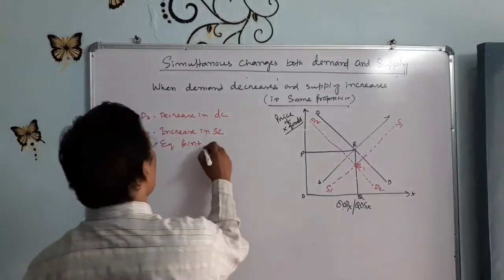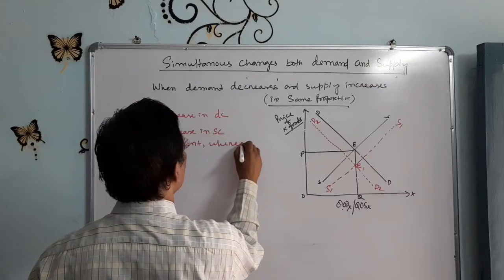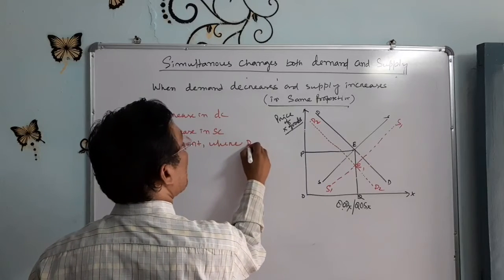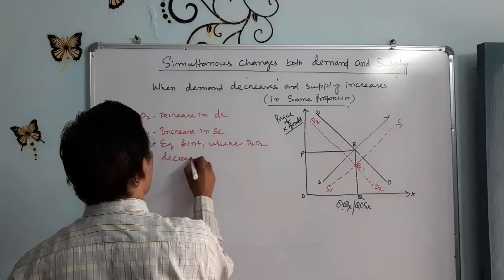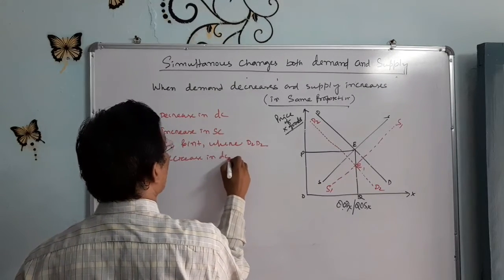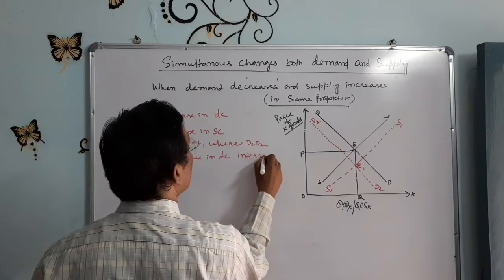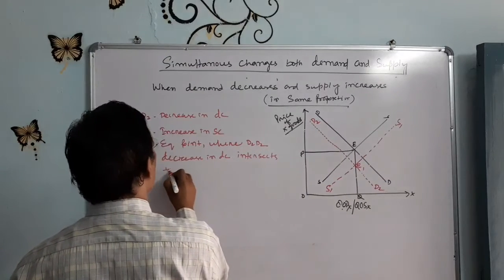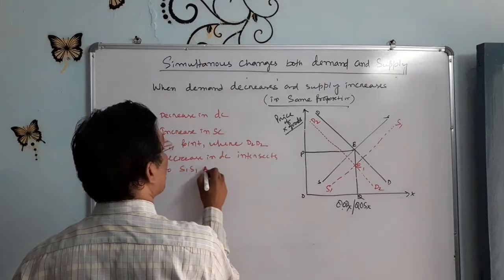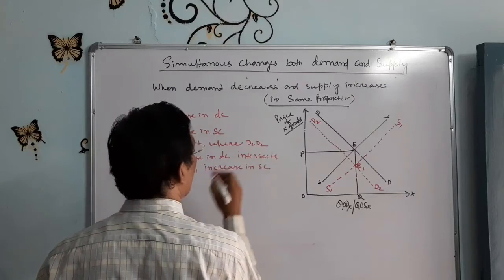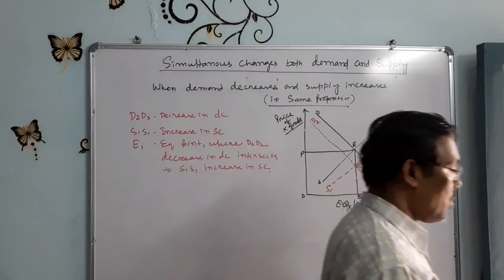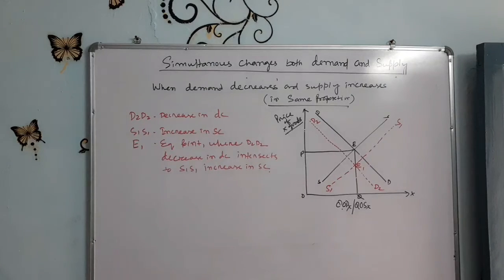That I write where D2, the decrease in demand curve, intersects S1, the increase in supply curve. Here D2, the decrease in demand curve, intersects S1, the increase in supply curve.